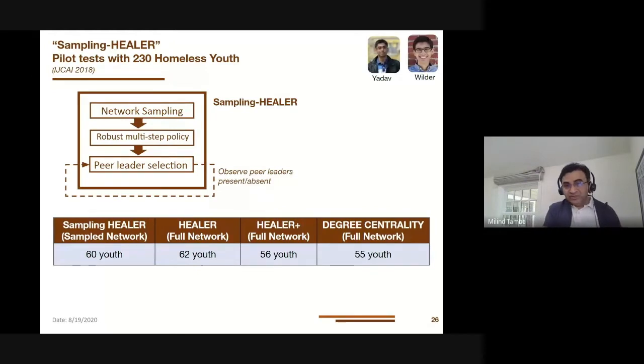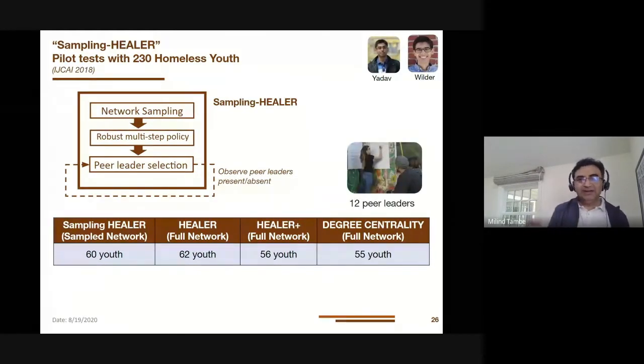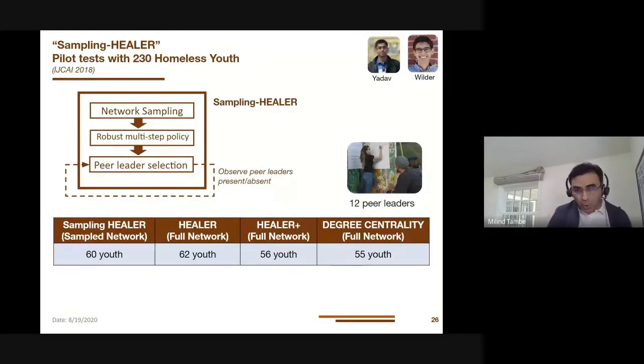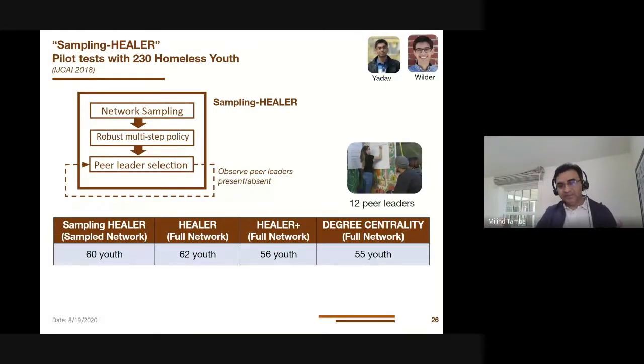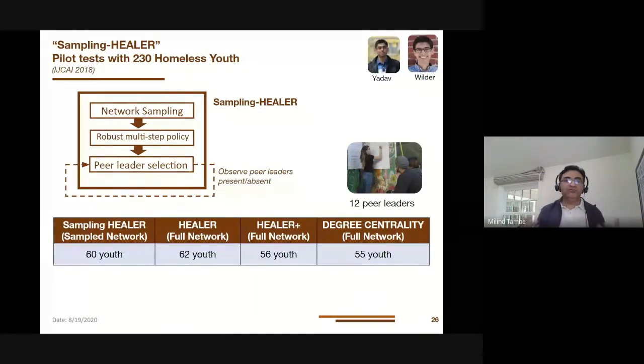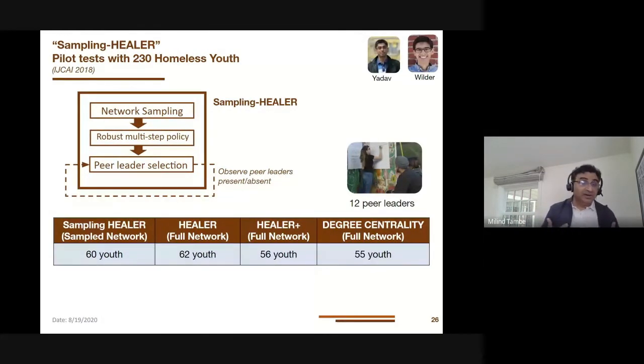We recruited about 60 youth in each case, and then we selected 12 peer leaders in each case. The question is, which is able to spread more information after a month? You bring in the 12 youth in a multi-step fashion and educate them about HIV. Then at the end of the month, we see in this particular group of youth who got informed about HIV. Did our algorithms do as good a job as the traditional method of degree centrality?